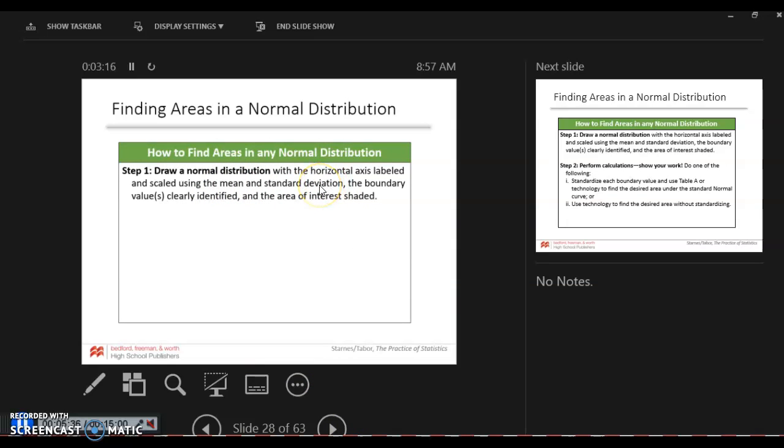We don't have to label them all like we did with empirical rule yesterday, but we do want to make a note of what the mean is, put it in the center, and then make a note of what the standard deviation is. We're also going to label on that curve the value we're interested in.